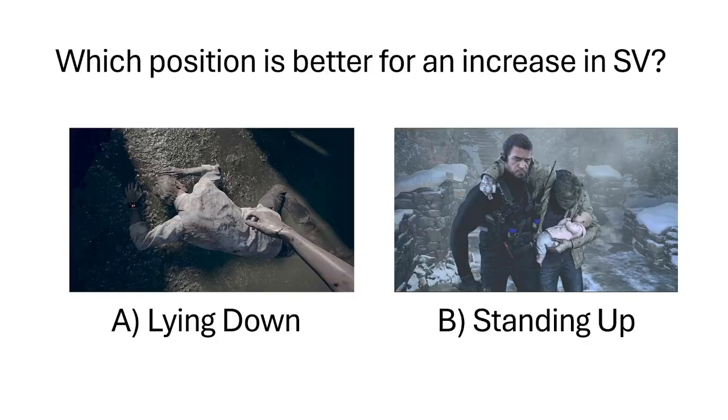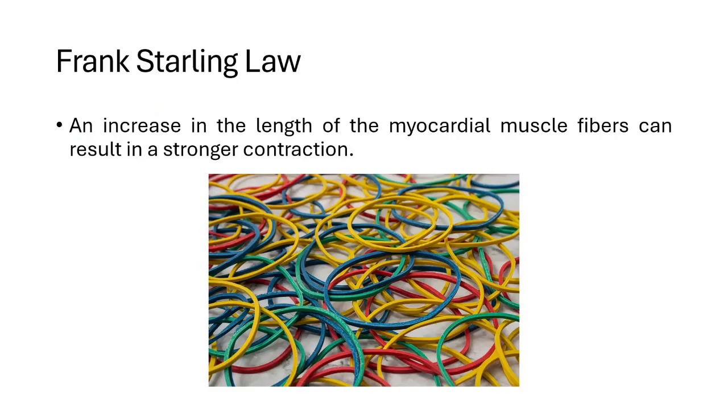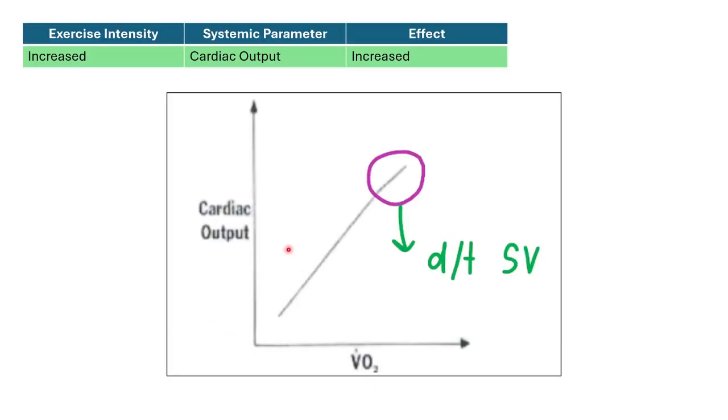So, based on what I've mentioned earlier, using this little table here, what do you think is the effect of an increased exercise intensity on the cardiac output? It increases. Yes, that's true. Hopefully, you answered correctly. So, cardiac output increases with exercise intensity.